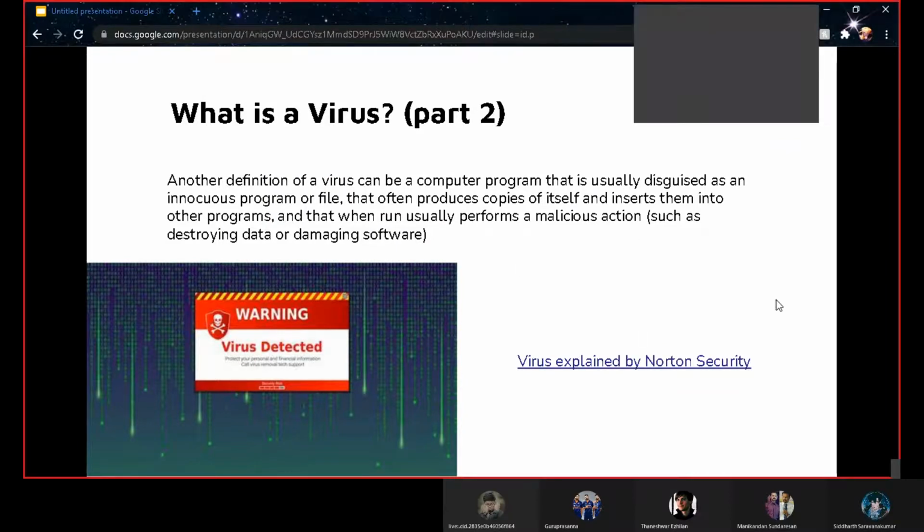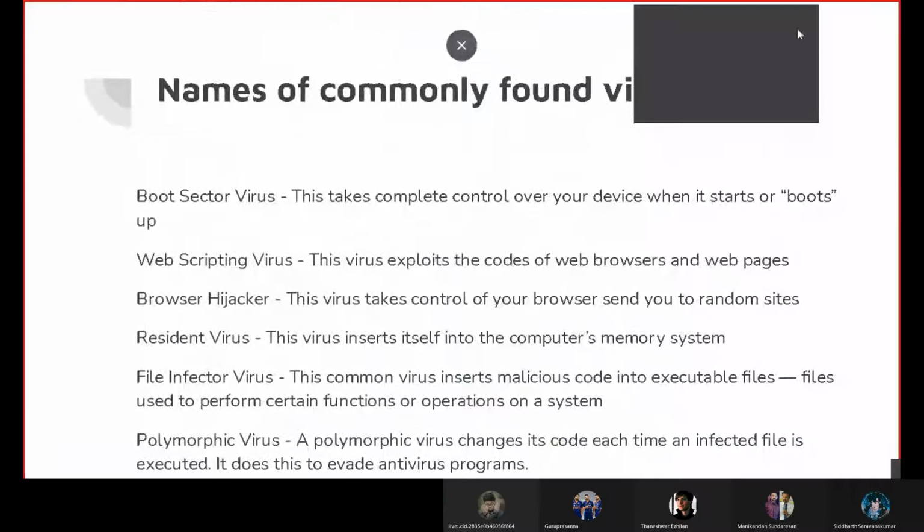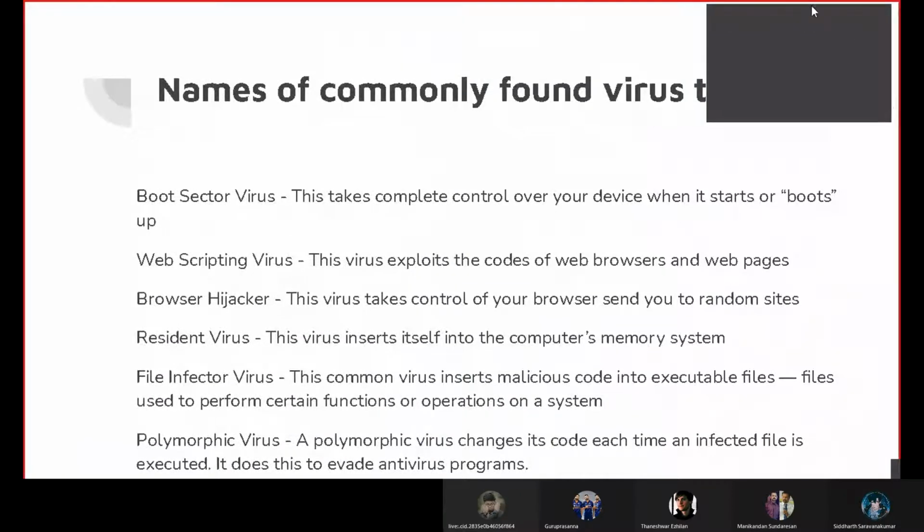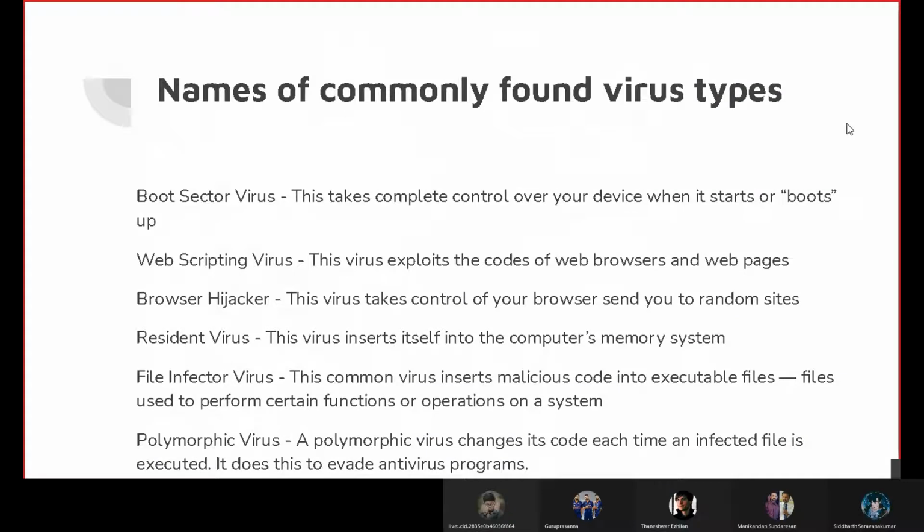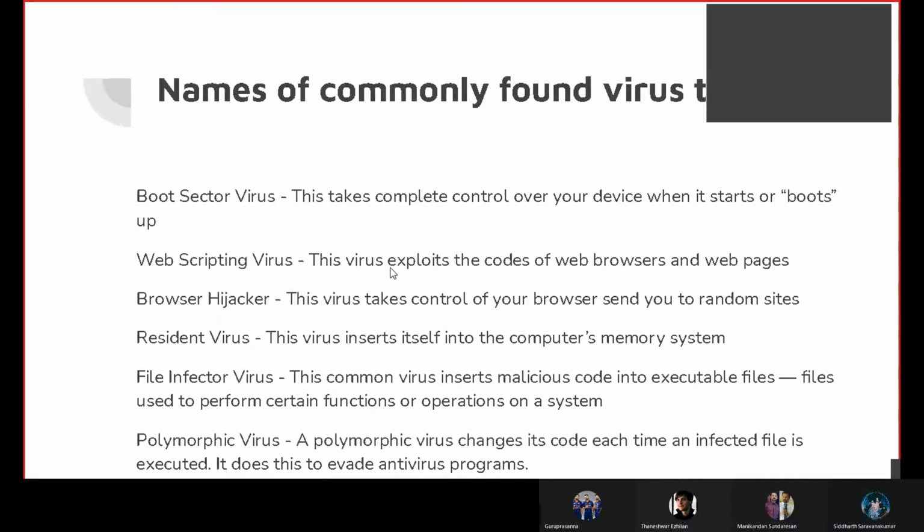Next, we will continue with the presentation. Here I have a small list of commonly found virus types. First, there's the boot sector virus. This takes complete control over your device when it starts or boots up. Then there's a web scripting virus. This virus exploits the code of web browsers and web pages. Then there's the browser hijacker. This virus pretty much takes control of your browser and sends you to random sites you don't want to go to. Then there's the resident virus.